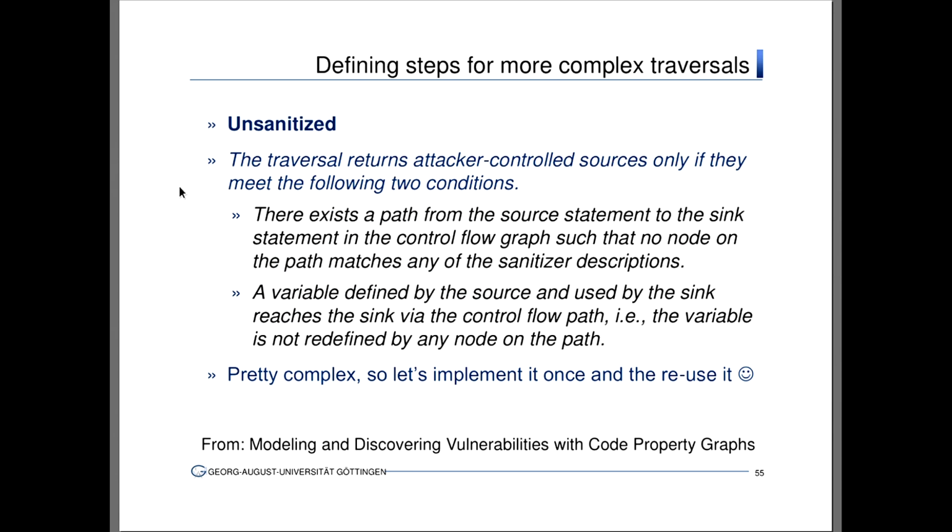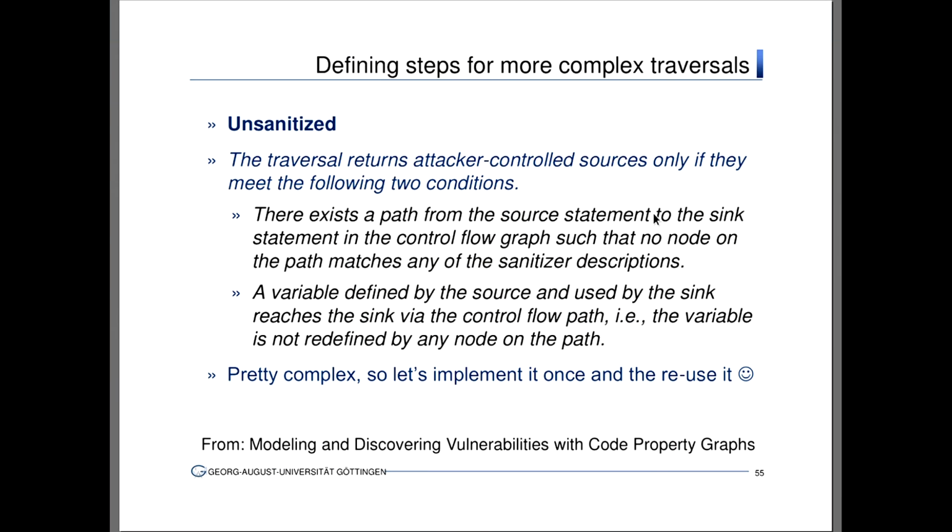Now here I want to show you something, and I know this is a lot of text on the slide. I want to show you that we can define very complex traversals and just hide them in a single word, which in this case is unsanitized, and then reuse them again and again. For unsanitized, I want to find cases where I have a flow from a source to a sink, but certain checks are definitely not in place.